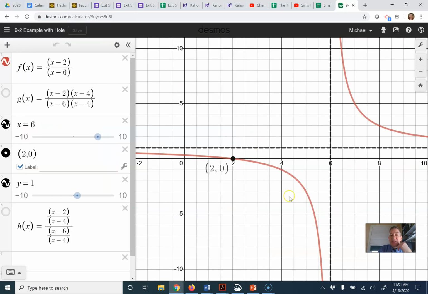Here's the graph of x minus 2 over x minus 6, and you see it does indeed have an x-intercept at 2, 0, and it does indeed have a vertical asymptote at x equals 6. No surprise there. Here's the graph of the version with an x minus 4 in the numerator and denominator. You will notice that it looks exactly the same. Turn it on, turn it off, it looks exactly the same. Likewise, this one is exactly the same as the red one.